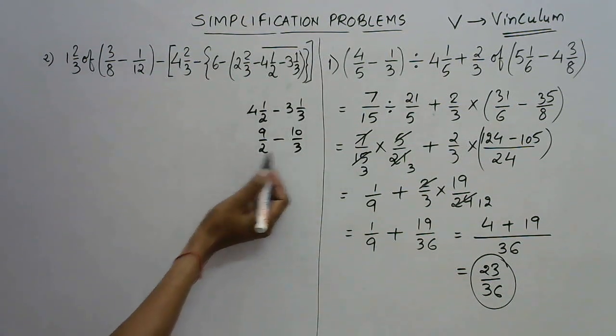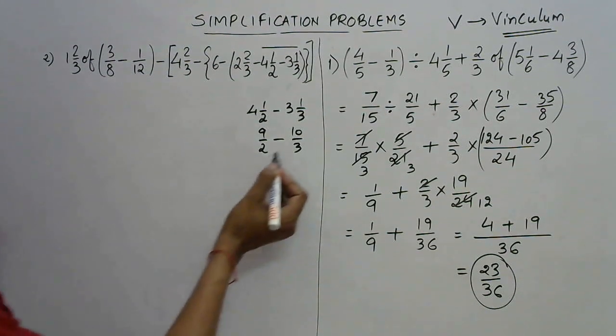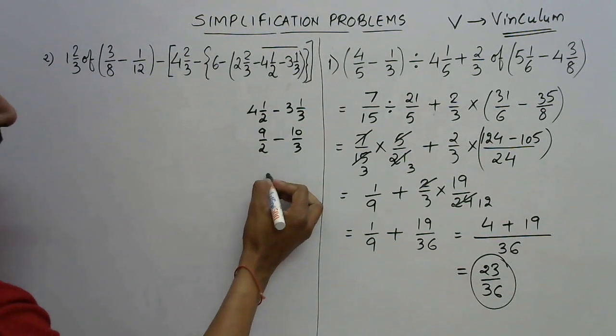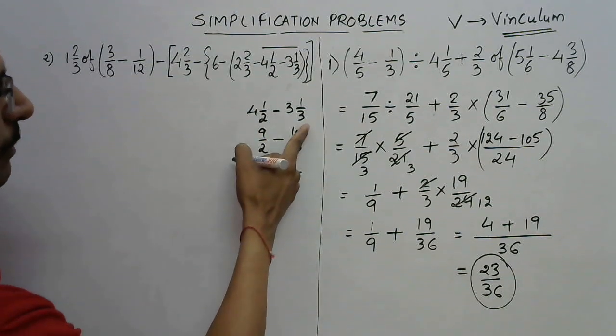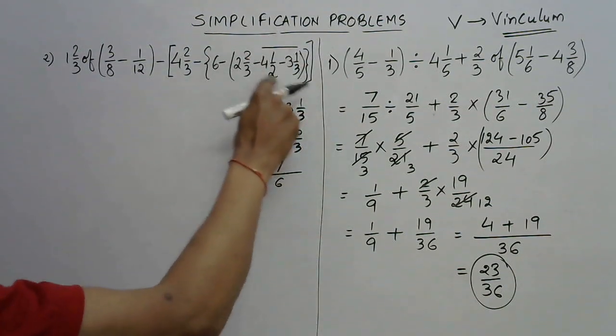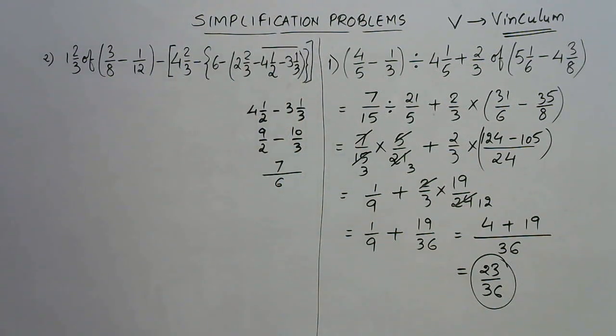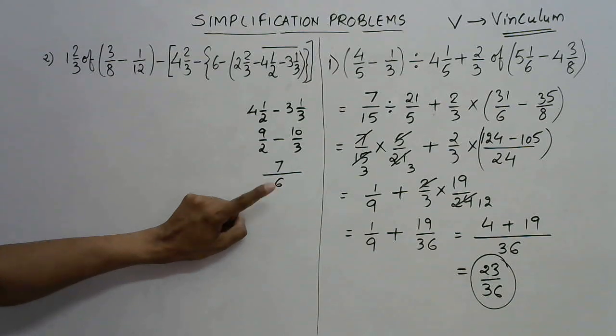And now you can see 3 and 2, they are actually co-prime. So once we have two co-prime numbers, then their LCM is their product. And in the numerator, we have to just cross multiply. So 27 minus 20 is 7. So if you solve the two terms under this vinculum sign, this part reduces to 7 by 6.